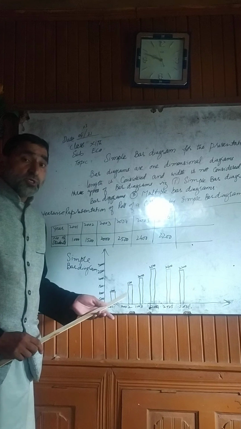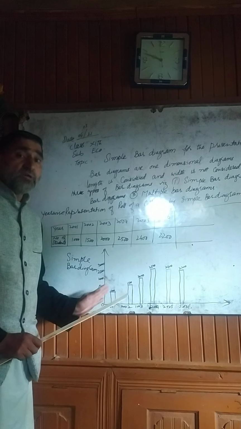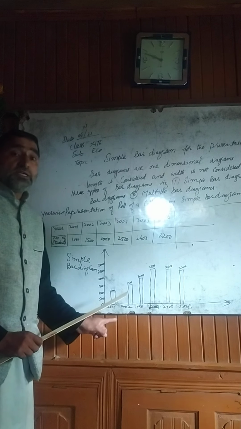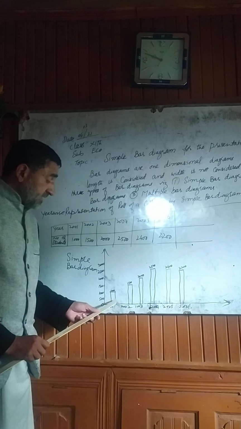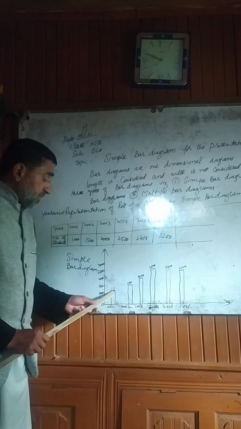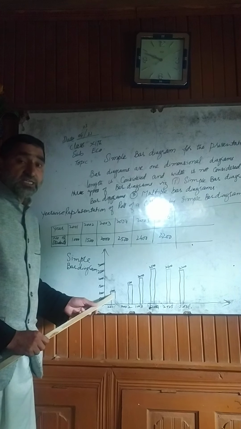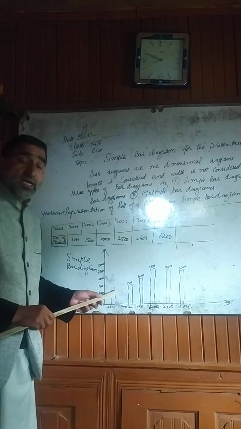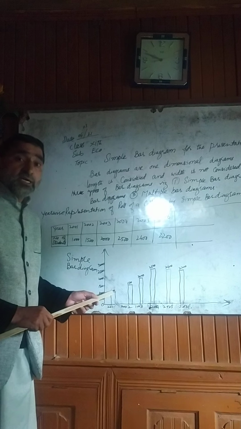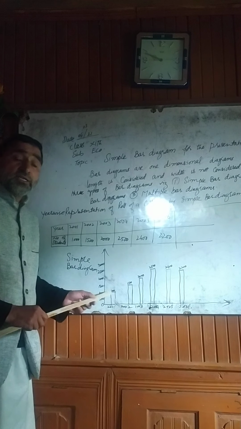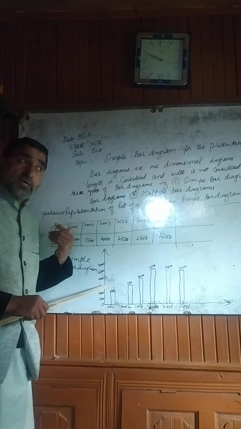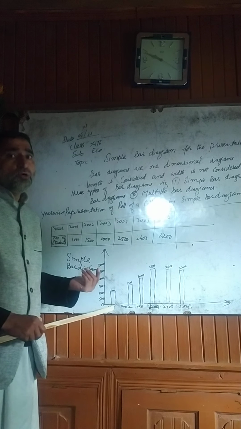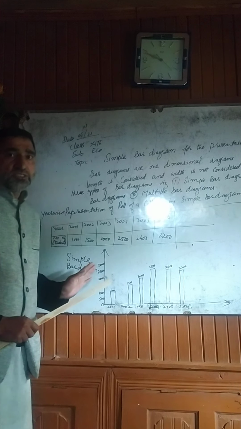So one thing should be noted, that in a bar diagram only one dimension is needed, but not two dimensions. No doubt there are two lines, but only the upper portion of these two lines indicates that it is one-dimensional, and this peak point indicates the information which we are going to share. So this much is enough for today.